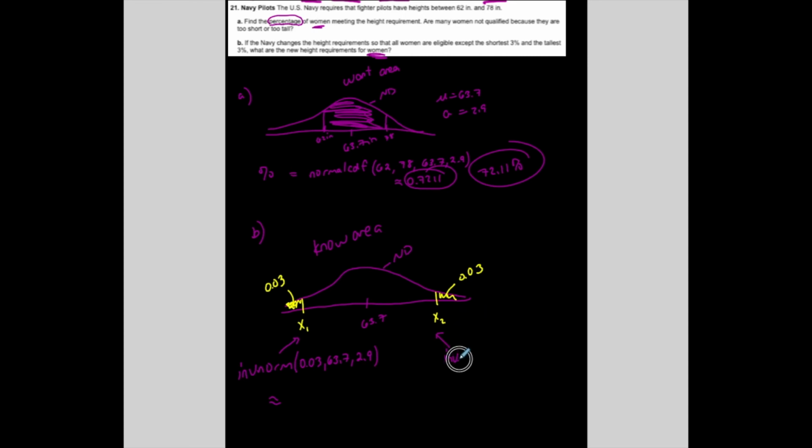Again, inverse norm. What changes for this one though? Area to the left is not known. Area to the right is known. So I have to do 1 minus 0.03 and then the mean and the standard deviation, correct? That's a comma. Okay, so let's look at my calculator.